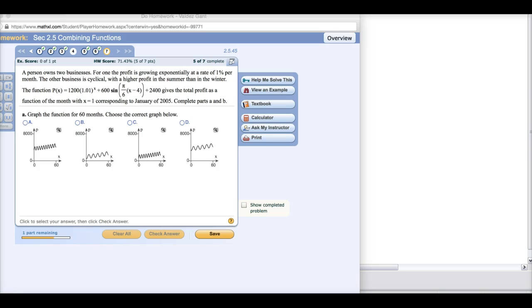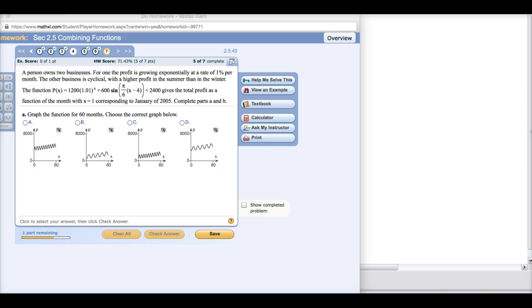And so he's characterized the profits from the business as being a summation of an exponential function, 1200 times 1.01 raised to the x, plus a trigonometric function, 600 times sine of pi over 6, of x minus 4, plus 2400. And that gives the total profits as a function of months, with x equals 1 corresponding to January of 2005. And so what we're first charged with is trying to figure out what the graph will look like for the first 60 months.